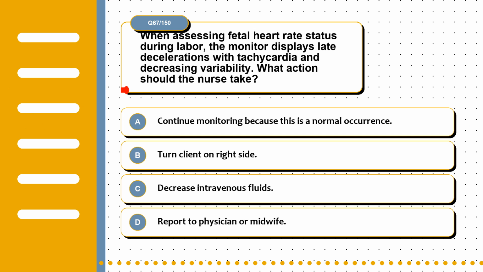Question 67. When assessing fetal heart rate status during labor, the monitor displays late decelerations with tachycardia and decreasing variability. What action should the nurse take? Here are the options. Option A, continue monitoring because this is a normal occurrence. Option B, turn client on right side. Option C, decrease intravenous fluids. Option D, report to physician or midwife.